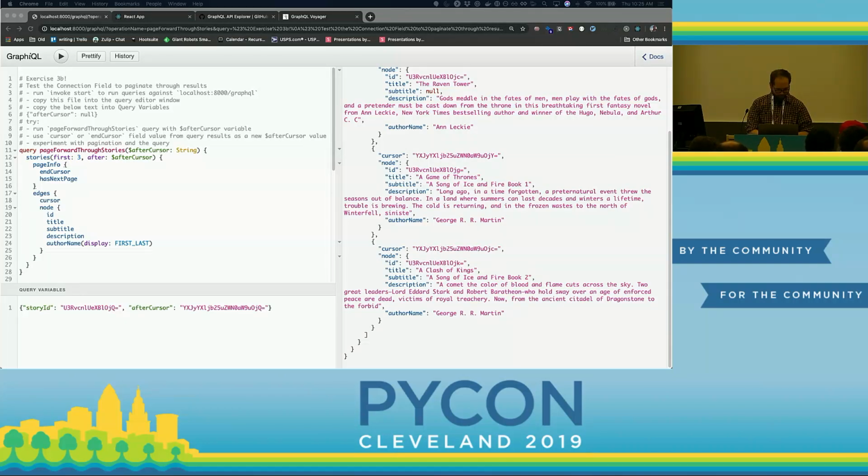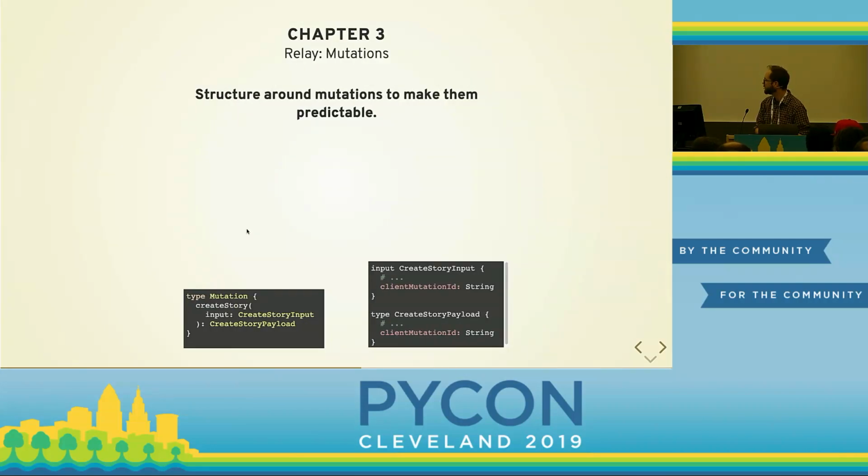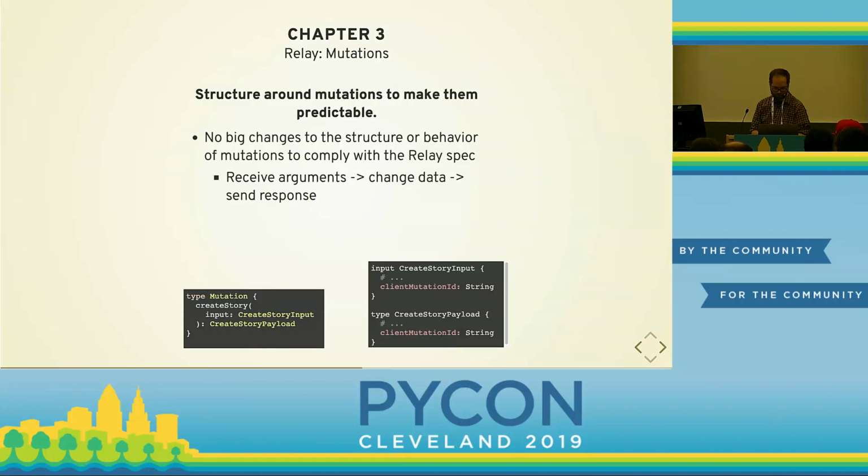So the last bit here is structure around mutations to make them more predictable. From our perspective, this is actually pretty straightforward. Graphene does most of the heavy lifting with this again. There are no big changes to the structure or behavior of mutations to comply with this part of the specification. We still receive some arguments and an input. We still change data in our mutation function, and then we send a response.